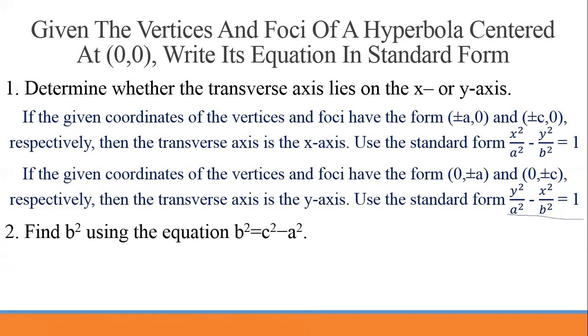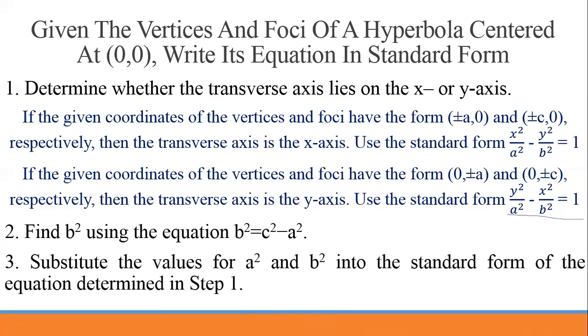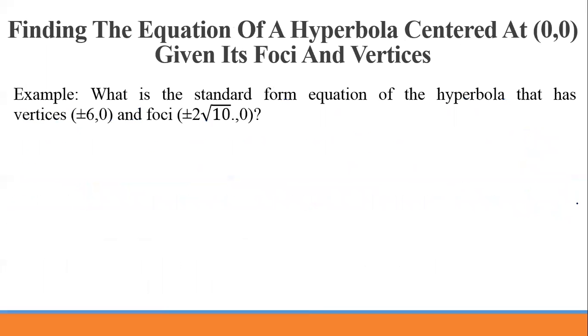And then secondly, find b squared using the equation b squared equals c squared minus a squared, and substitute the values for a squared and b squared into the standard form of the equation determined dito sa step 1. So ito yung mga standard form ng equation natin. Alright? After finding the b squared. So let's have an example. What is the standard form equation of the hyperbola that has vertices plus and minus 6, 0, and foci plus and minus 2 the square root of 10, 0.